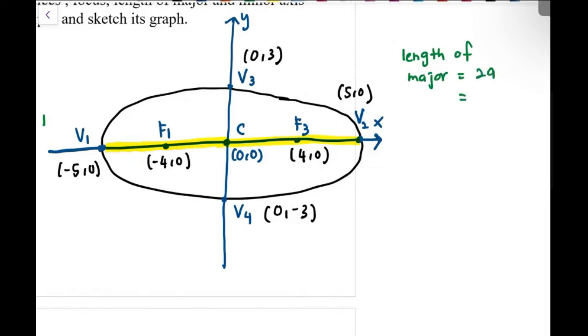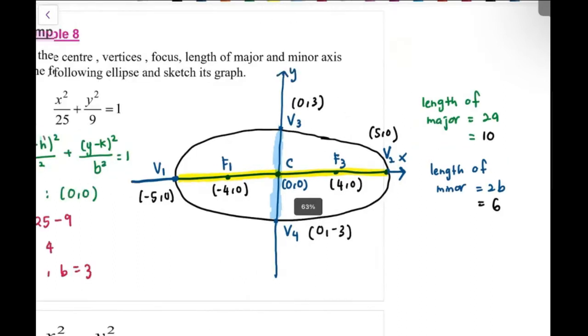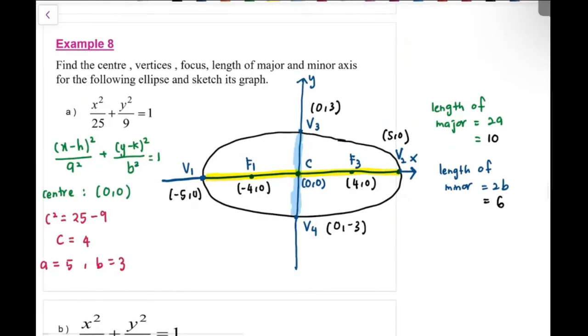So here it will be 10. So length of minor kat sini yang pendek dia huruf B. Saya highlight cuba colour biru. Alright. Half is B. So the whole length would be 2B. So length of minor axis would be 2B. In this case, our answer would be 6. Okay. So that's for the first example of ellipse.